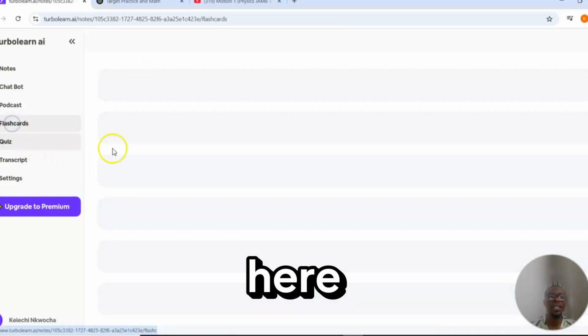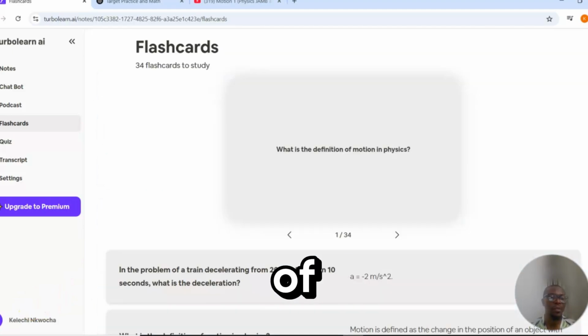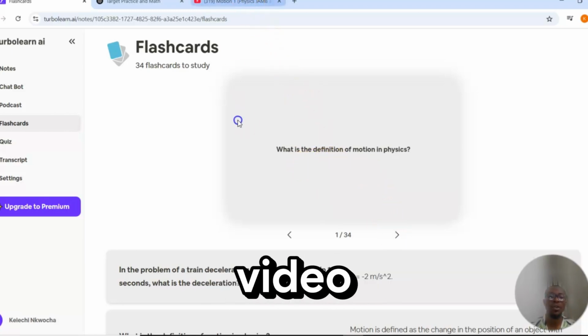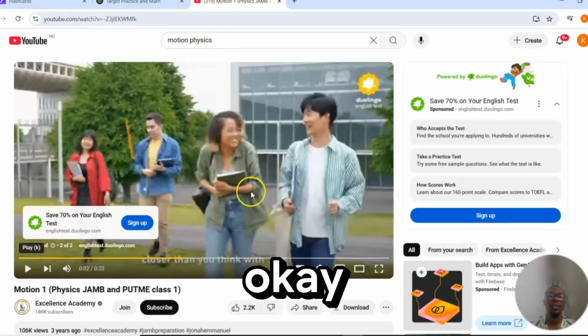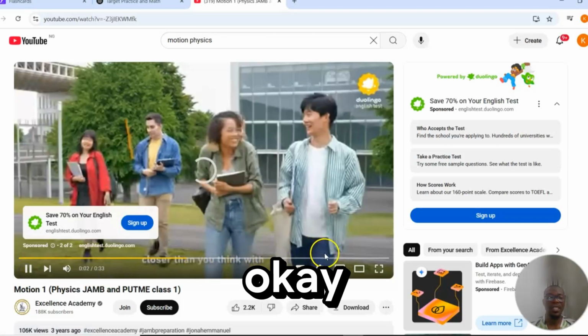So let's look at that here. I'm just showing you the different things it is capable of. You can see here: what is the definition of motion in physics? Remember, it is from this video on YouTube here. This is just an advert. See it here.